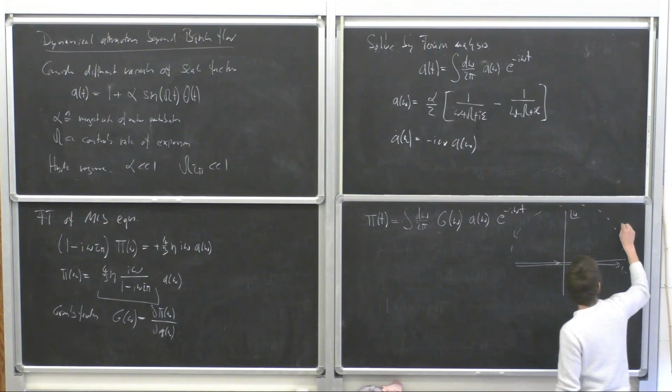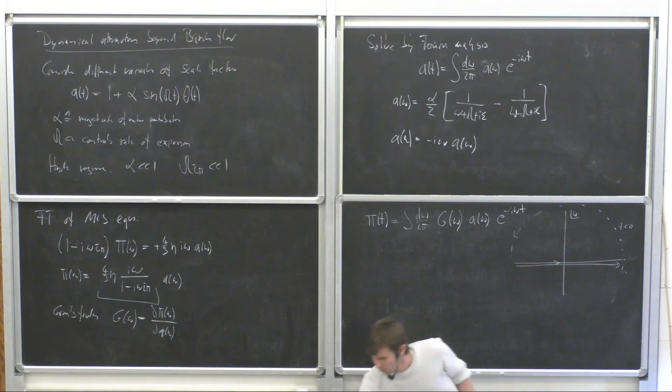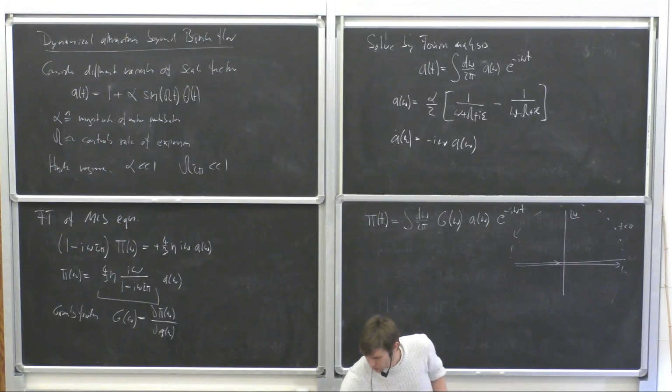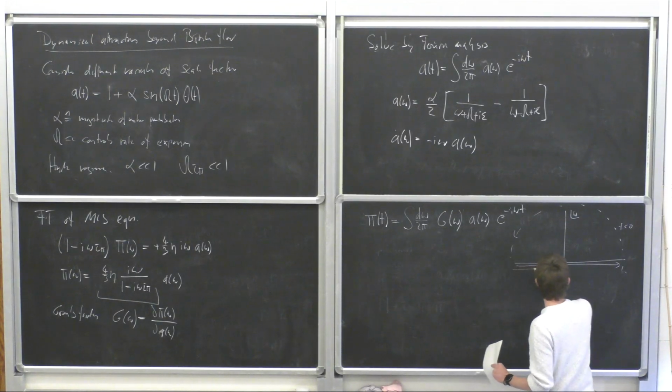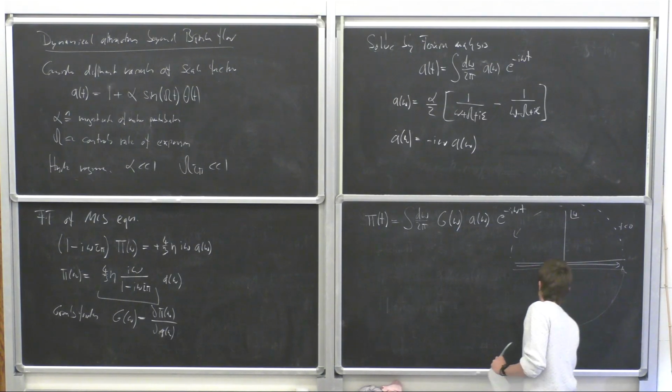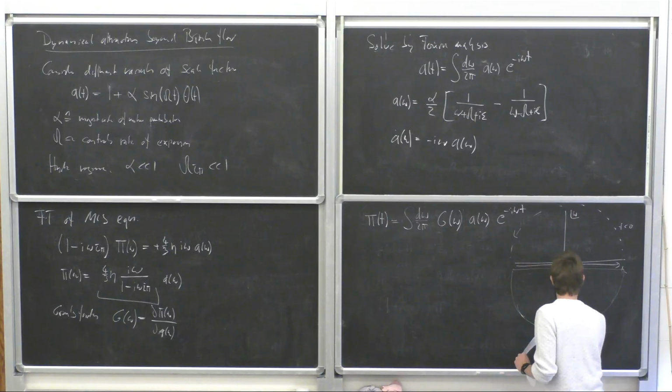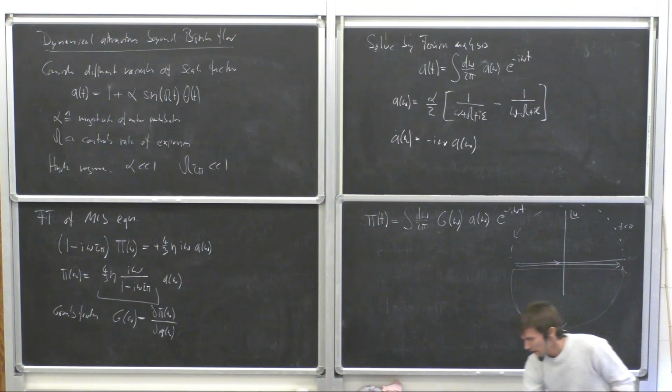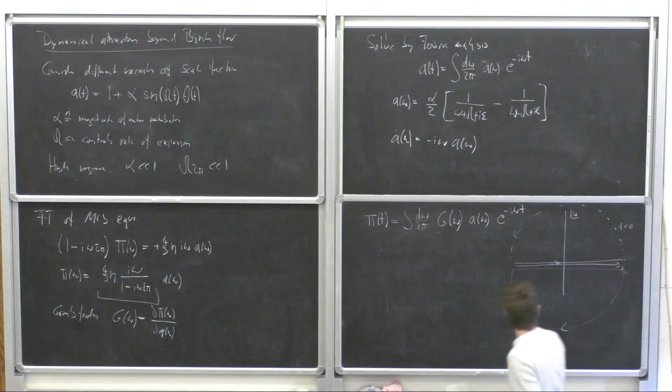So this is how you close for t less than 0. And for positive times, you close the contour in the bottom. So you close like this. Good. So now, why am I doing it like this?